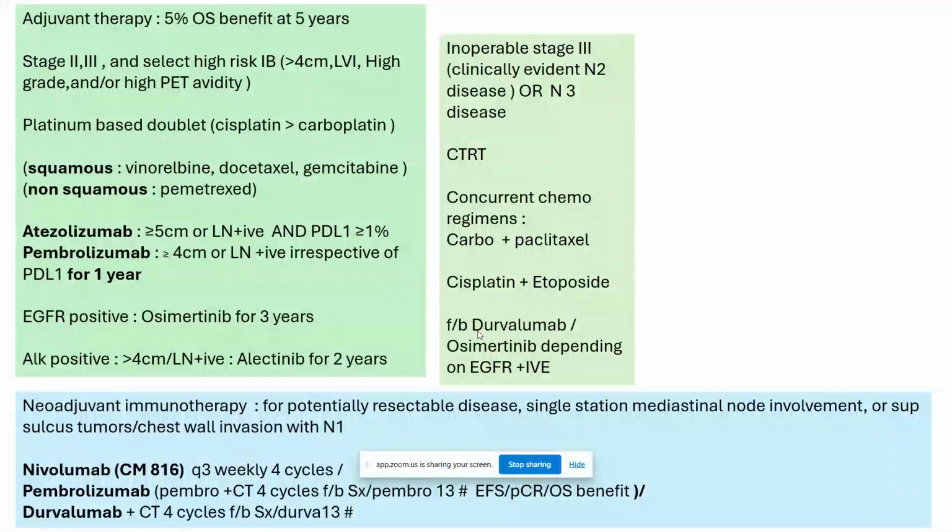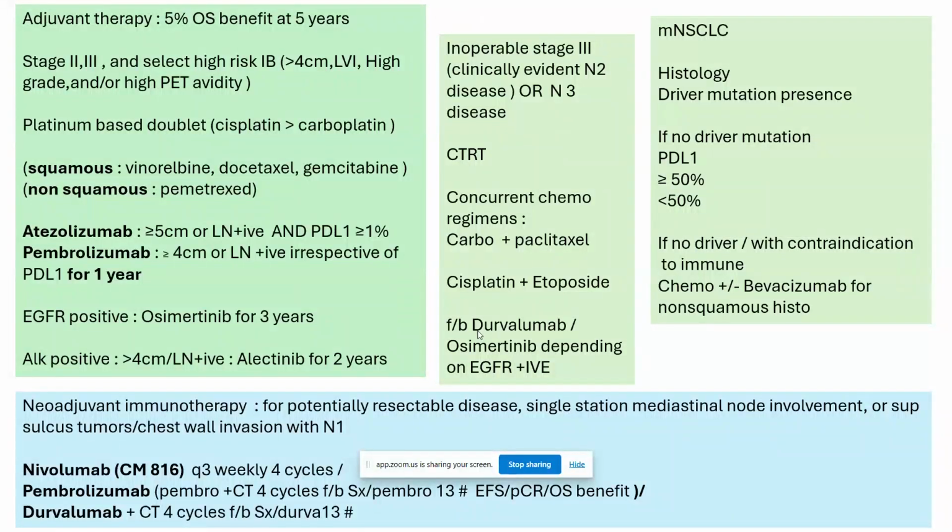OS benefits. Now, if the patient is inoperable, that is having clinically evident N2 disease or N3 disease, in that case, we can go for CTRT followed by immunotherapy or osimertinib depending on the EGFR positivity. In concurrent chemotherapy regimens, we have paclitaxel or cisplatin etoposide.